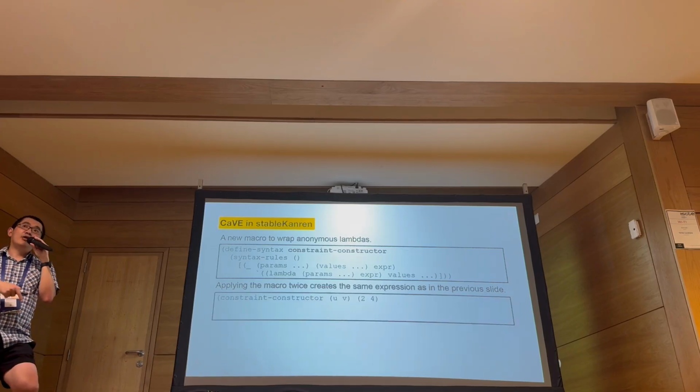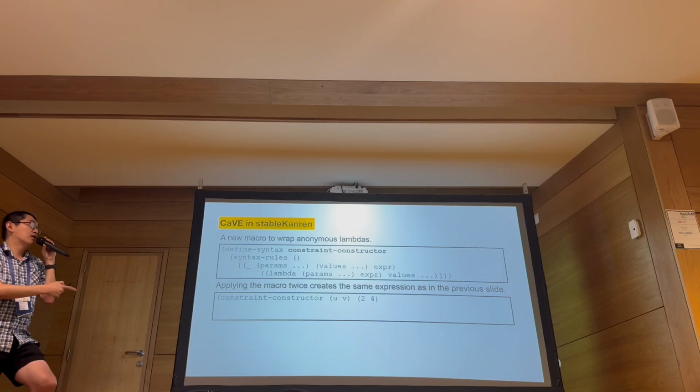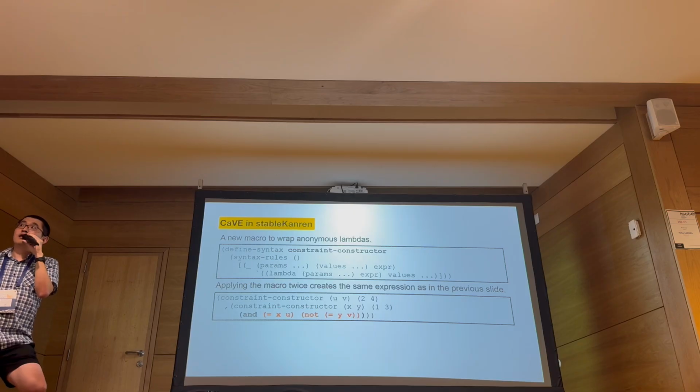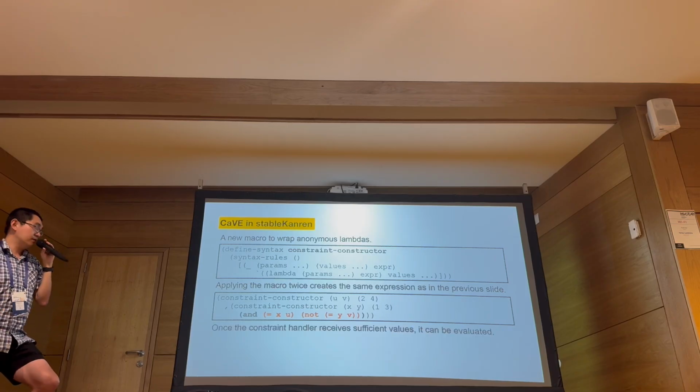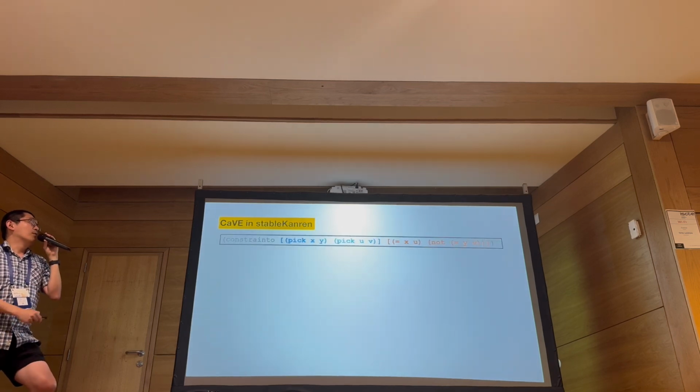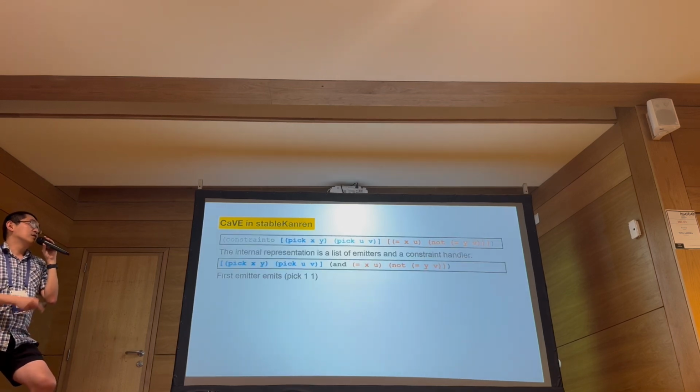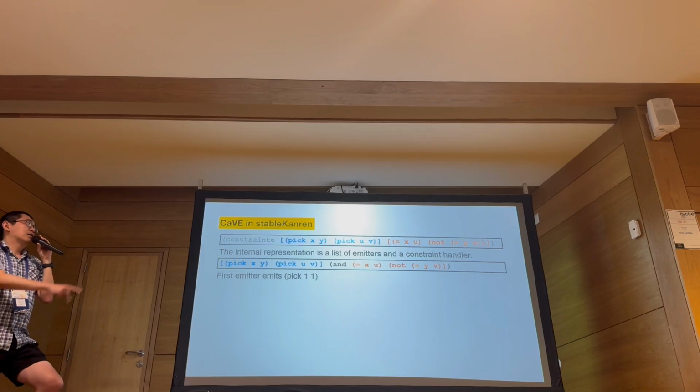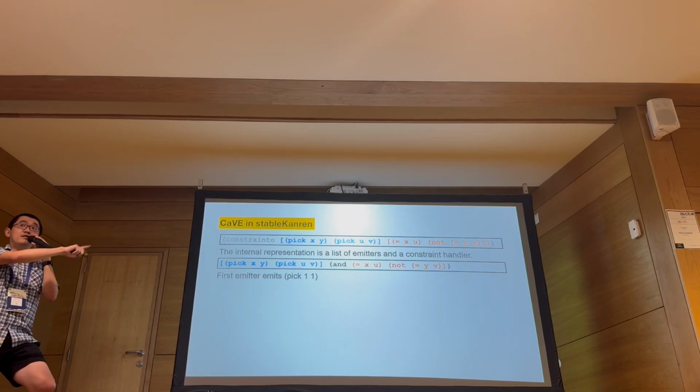So instead of manually writing down the lambda, we're just calling this macro 2 times. We're producing the same updated lambda functions. So once the constraint handler receives the values, it can be still the same. Okay. Now we have this internal representation. We'll break it down into 2 lists. One list is the list of the emitters.